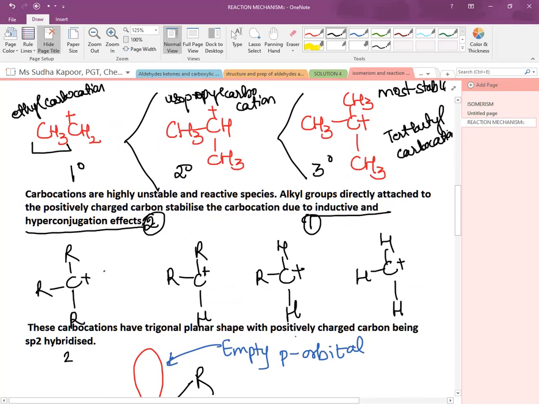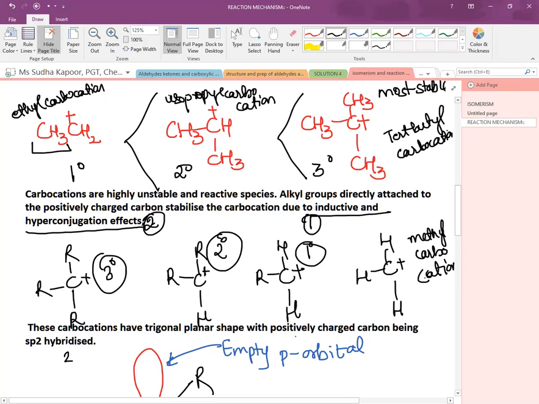So these are the forms in which we can generally represent a carbocation. When there are 3 R's, it is 3 degree carbocation. If there are 2 alkyls, it is 2 degree carbocation. If it is 1 R, then it is 1 degree carbocation. And if it is simply CH3 positive, then it is known as the methyl carbocation.